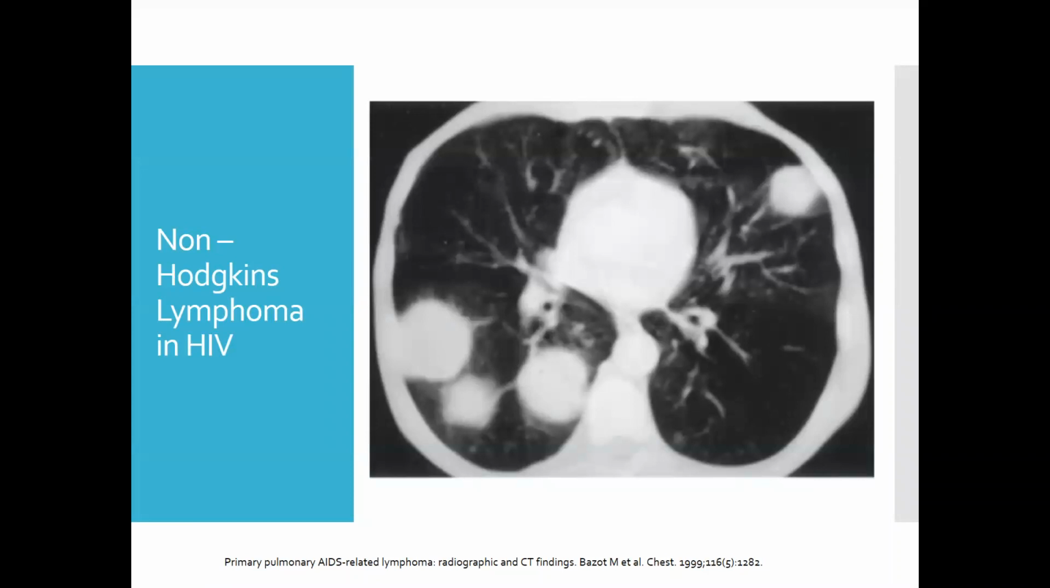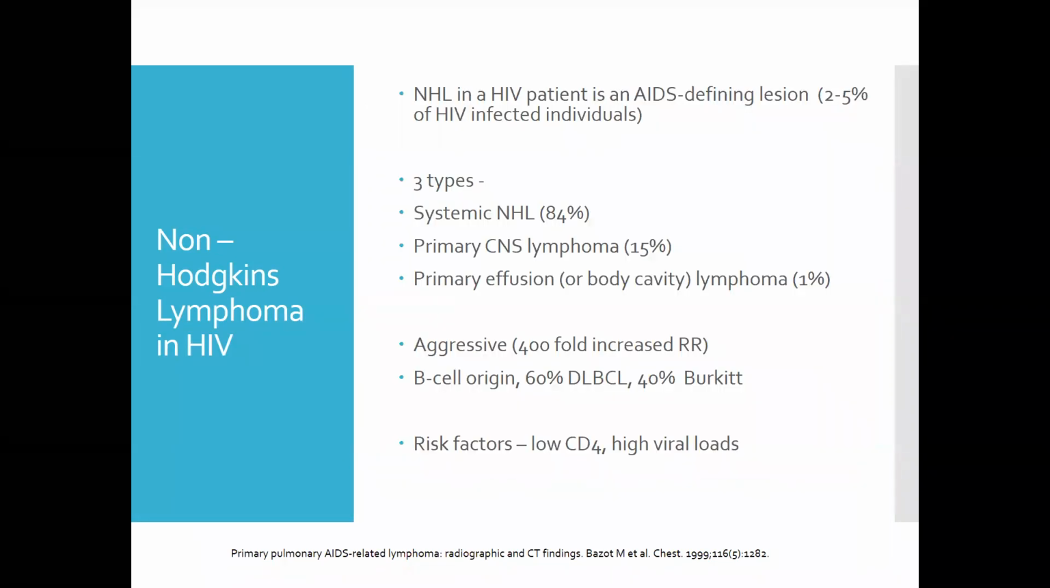After Kaposi's, I'd like to touch upon non-Hodgkin's. Again, non-Hodgkin's is an AIDS-defining cancer. Usually, 85% are systemic non-Hodgkin's, and 15% could be the primary CNS lymphoma that we see. Non-Hodgkin's lymphoma in HIV is especially aggressive. They are of B-cell origin, 60% are diffuse large B-cell and 40% are Burkitt lymphoma, with risk factors being low CD4 counts and high viral loads.